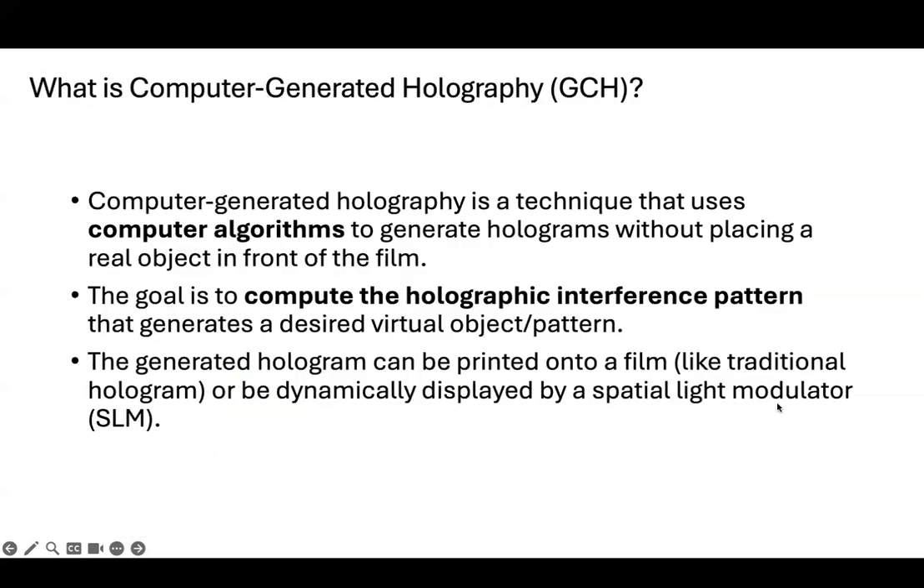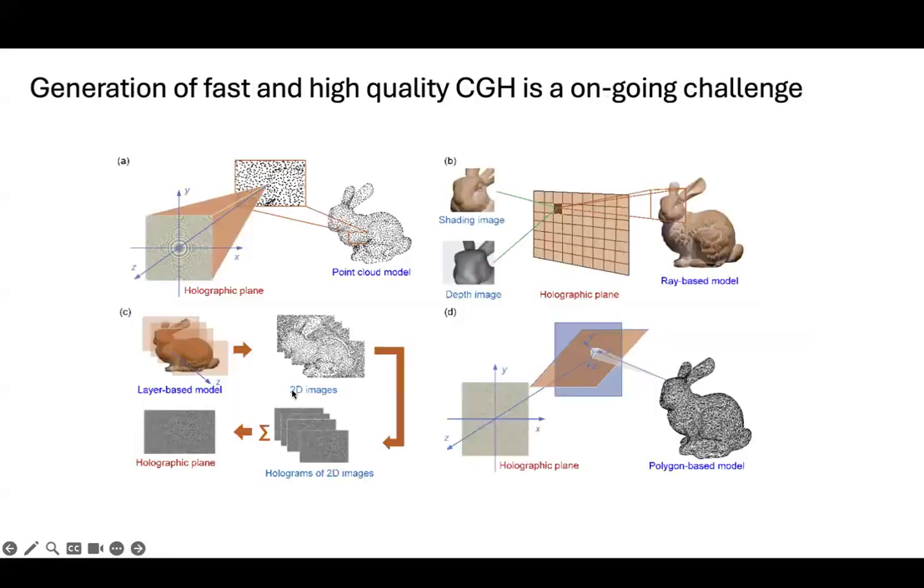Okay, so now we can finally get into computer-generated holography. Now that we know how holography is generated, computer-generated holography is a technique that uses computer algorithms to generate the holograms without placing a real object. So you use your computer to simulate the interference pattern that generates a desired virtual object or pattern. And this generated hologram, you can either print onto a film like a traditional hologram, or it can be digitally displayed by a spatial light modulator. I'm going to explain what a spatial light modulator is in a second.